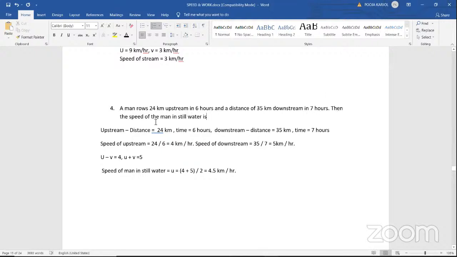Okay. So what have they asked? They've asked the speed of the man in still water. Essentially it is x, right? To find x, you need speeds. But they've given individual distance and individual times. So obviously you can get the speeds upstream and downstream. So downstream speed is 35 by 7, 5 kilometers per hour. U minus V is 4, U plus V is 5. So when you solve the simultaneous equations, you will get 4.5 kilometers. Okay. Any doubt? No, ma'am.